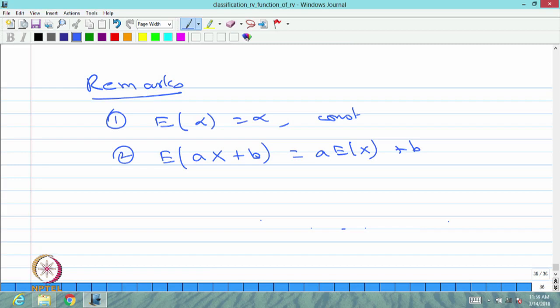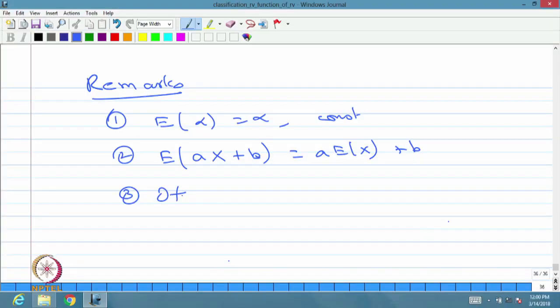That means the expectation of a constant times a random variable plus another constant is the same, as the constant can be taken out. Third remark: if the probability of x greater than or equal to 0 is 1, the unit mass is distributed over the interval 0 to infinity. In that case, if the expectation exists, the above second result also holds.